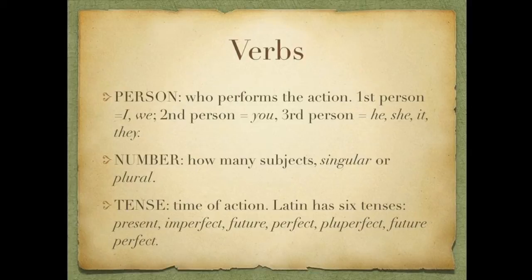Then we have tense. Tense tells us the time of the action, so when the action actually happened. In Latin, there are 6 tenses: present, imperfect, future, perfect, pluperfect, and future perfect. In chapter 1, we'll start looking at the present tense.